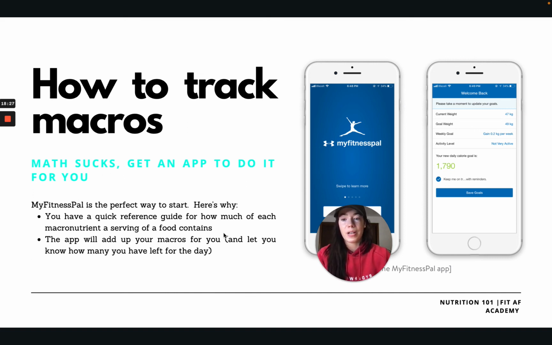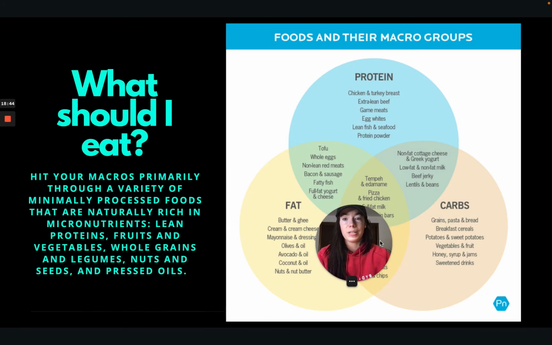MyFitnessPal is a perfect way to add all of this up so that you're not doing any math. It's going to add it all for you, and then there is an extensive food base. So whatever you do, you can scan foods, you can look them up, and they will most likely have the entry that you're looking for, which makes it super easy.